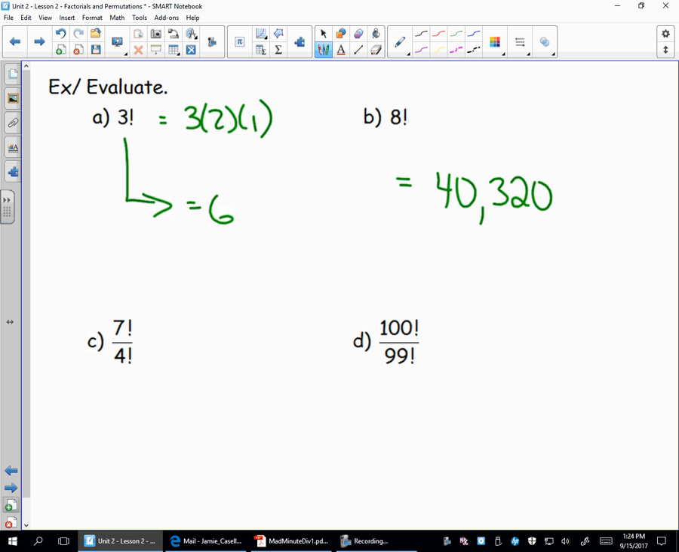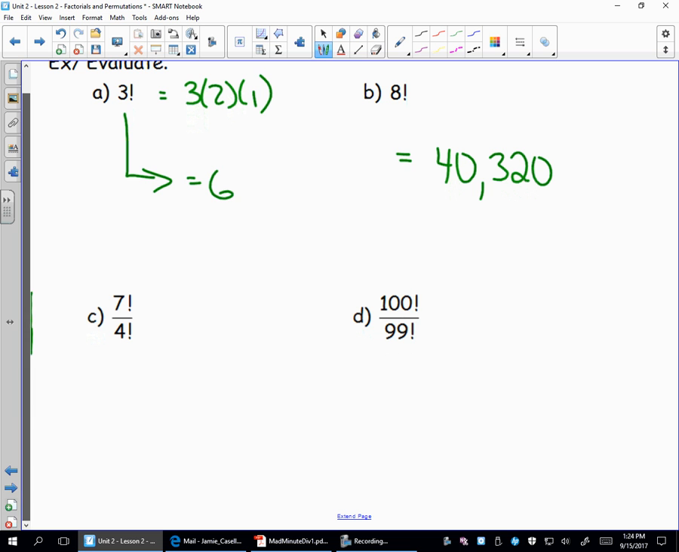Okay, we can do operations of factorials. You can type this in just the way it looks: 7 factorial divided by 4 factorial. And you should get 210.